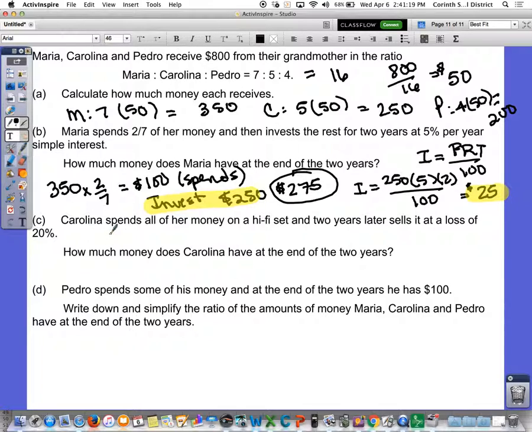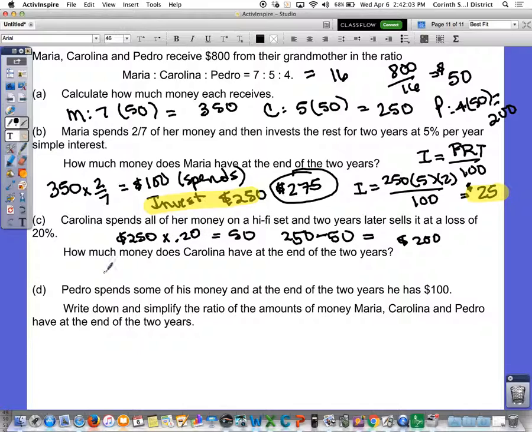All right, Carolina spends all of her money on a hi-fi set and 2 years later sells it at a loss of 20%. So Carolina had $250. Okay, 2 years later she sells at a loss of 20%. So she loses 20% or she maintains 80%, doesn't matter. You can multiply 250 times 0.2, which is 50, and then subtract that. So it says that she's got $200 at the end of 2 years.